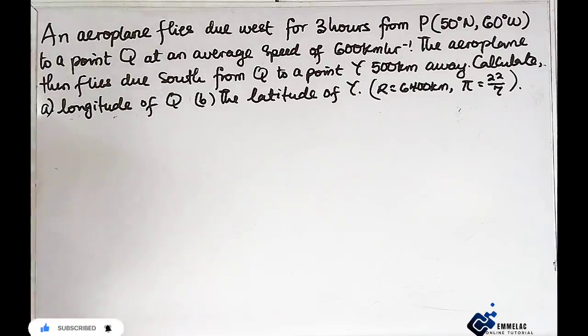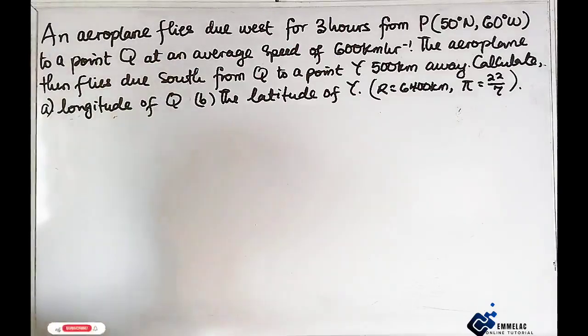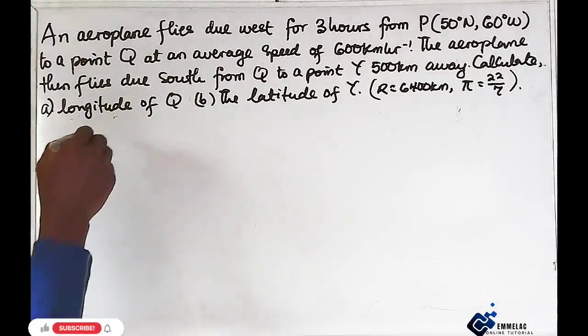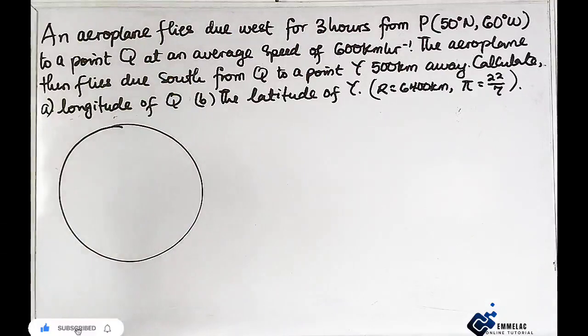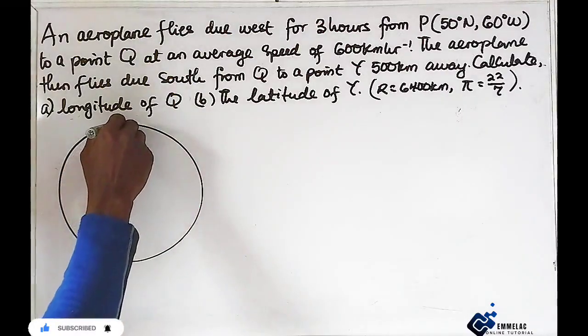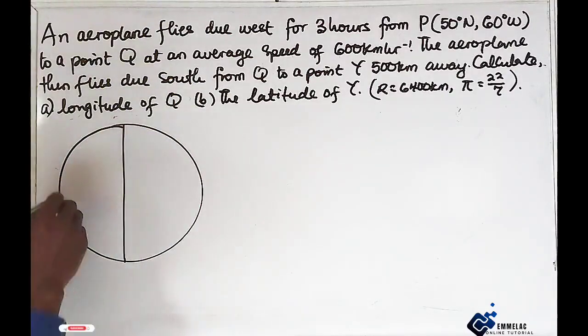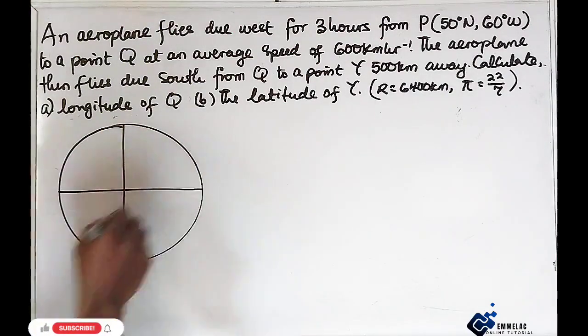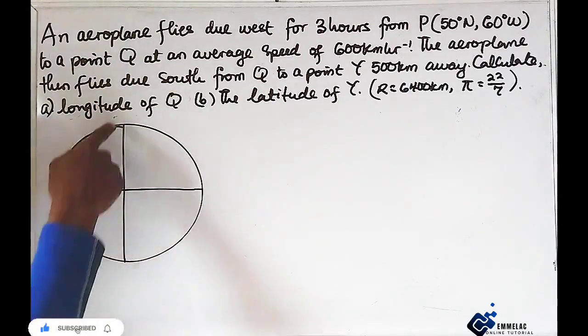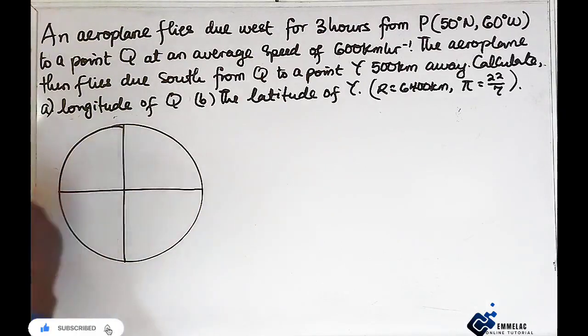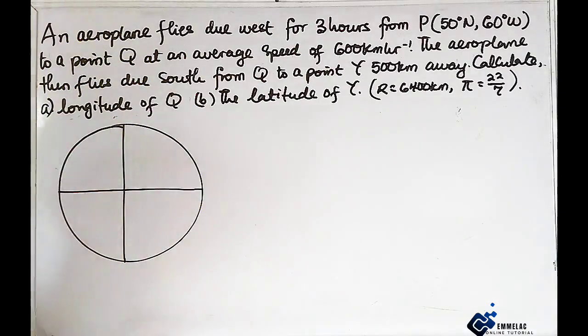Alright, let us start by drawing a pictorial diagram for this question. Okay, now here is the circle. Now these are the two lines that divide the earth equally. This vertical line west and east, and this horizontal line north and south. Alright, now let's just start solving.